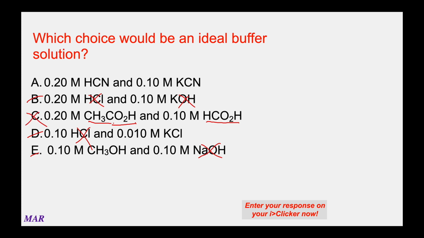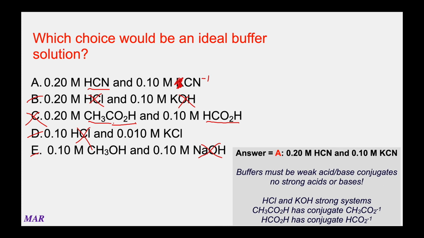Now, A at first maybe doesn't look like conjugates, but remember potassium of potassium cyanide. Potassium is a spectator ion, and in solution it will drop away. K plus is the conjugate of KOH, so it won't affect your pH. And as K plus goes away, you're going to have cyanide. So cyanide plus H plus makes hydrocyanic acid, HCN, and HCN minus H plus makes cyanide. So the answer here is definitely A. Those are the conjugates of each other.